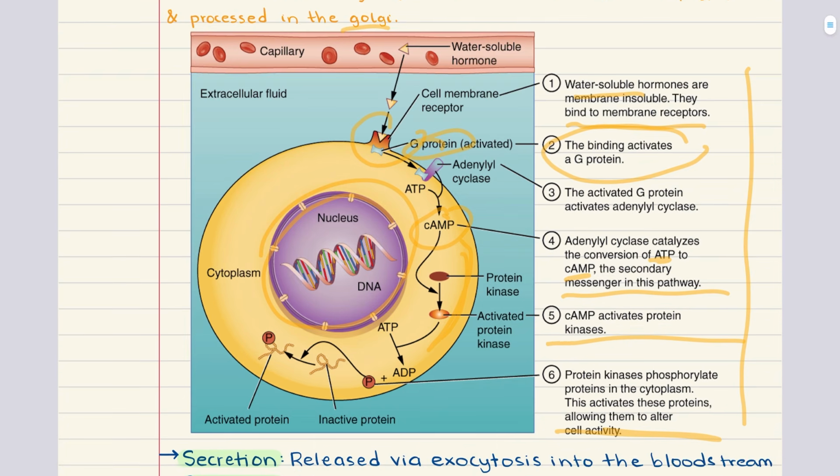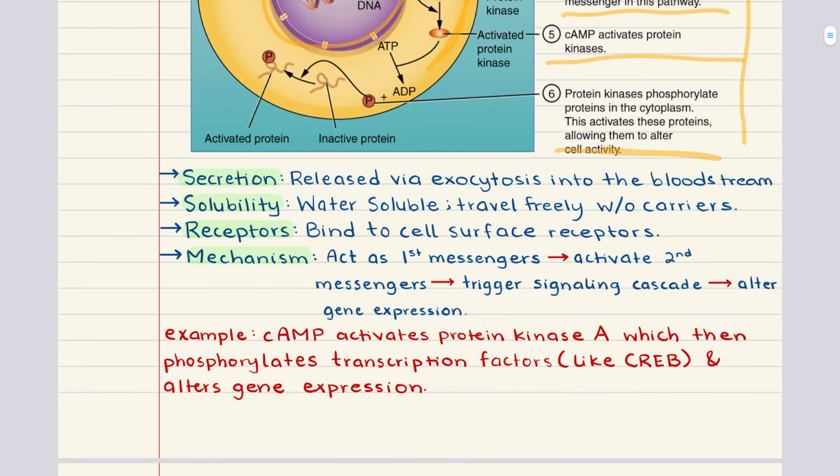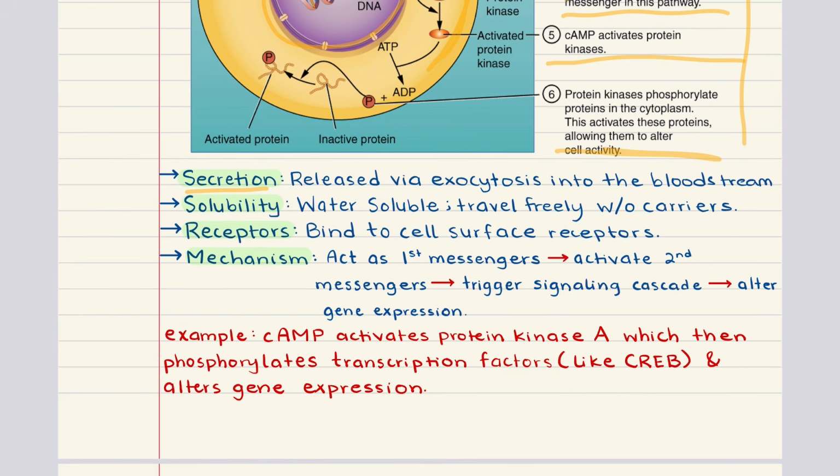Now let's summarize some key characteristics of peptide hormones, starting off with secretion. Peptide hormones are released via exocytosis from endocrine cells directly into the bloodstream. As for solubility, we said that peptide hormones are water soluble. Now, this means they travel freely through the blood without the need for carrier proteins. Receptors: they bind to receptors on the cell surface since they cannot cross the lipid membrane.